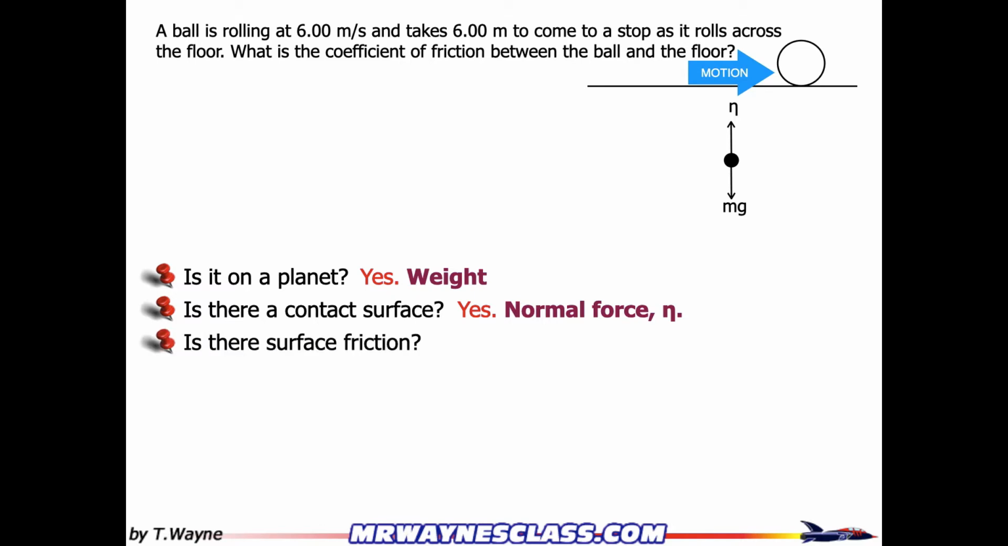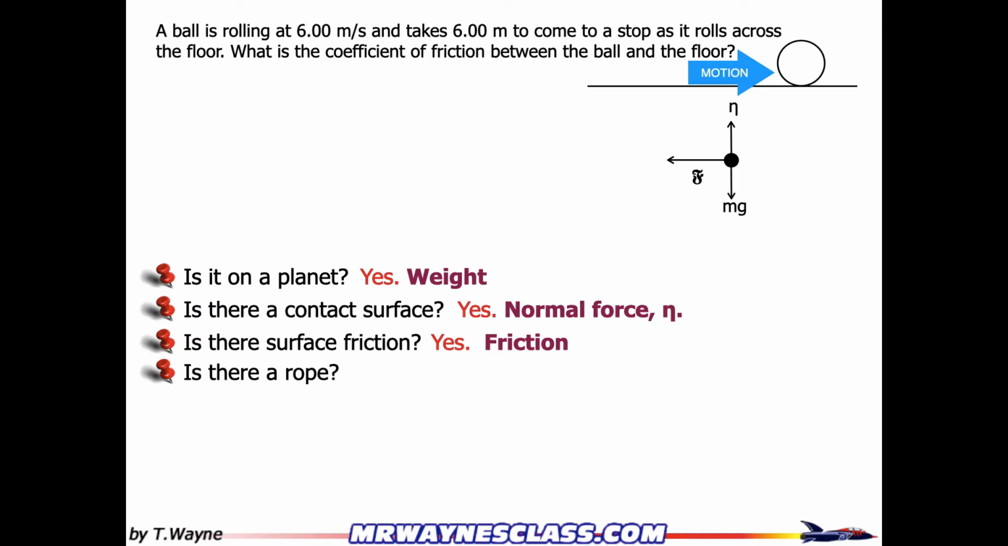Is there surface friction? Yes, it asks for the coefficient of friction. So that's definitely surface friction. So that exists. Friction is parallel to the surface of contact and opposite the direction of motion. So parallel means horizontal, opposite the motion, it's going to go from right to left. And I'm going to use a cursive F to indicate friction.